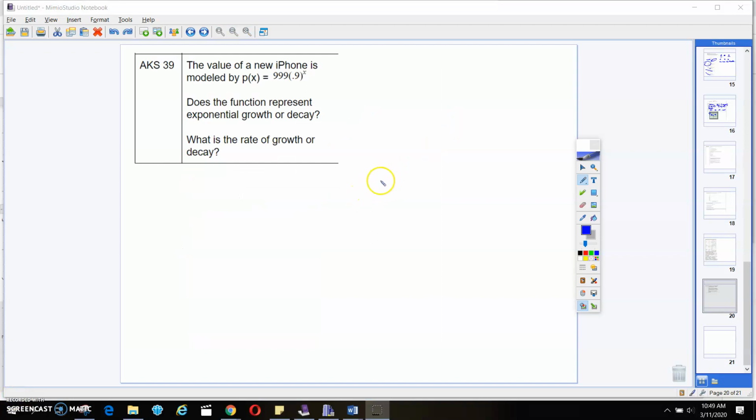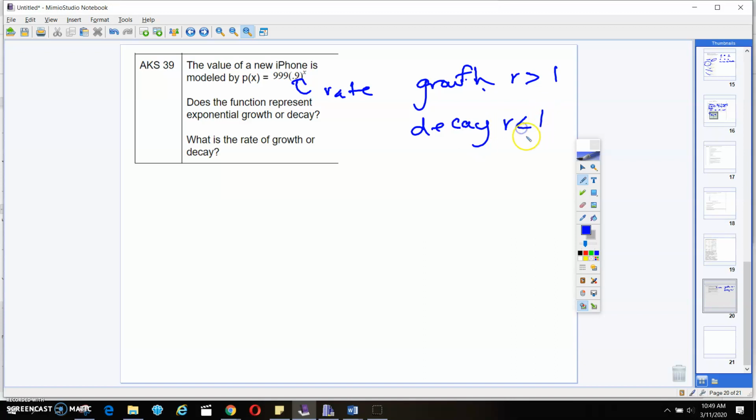AKS 39 is about growth and decay. Okay, so it says the value of a new iPhone is modeled by this function. Does this function represent an exponential growth or exponential decay? When we're deciding, we're going to look at the rate. Okay, and we're deciding it's growth if the rate is bigger than 1, and it's decay if its rate is less than 1. So is this less than 1 or bigger than 1? Less than. So it's going to be decay.